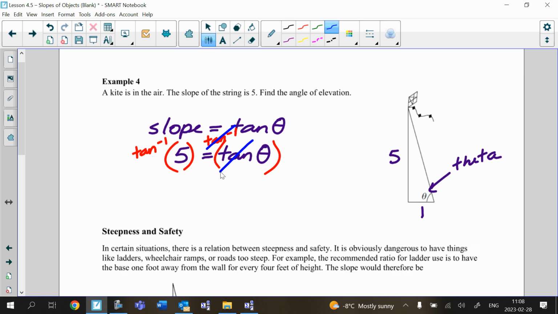That's only for sine and cosine. It's okay for tan. So if I do second tan of 5 on my calculator, I get 78.6900. So I'm going to round it to, the angle is about 79 degrees.